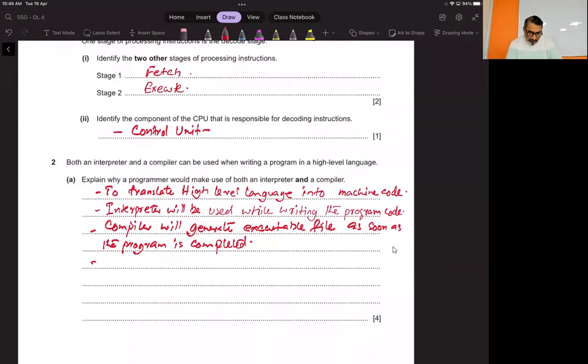All right. So the interpreter helps to debug dynamically. Compiler, basically, I think that's it. You don't need to write a lot. So when we are writing the program, and if there are any syntax errors, the interpreter will check it dynamically and will tell us about that particular mistake that we have committed. And this is basically debugging on the go. Once your program is completed, that program will be executed using the compiler's generated executable file.